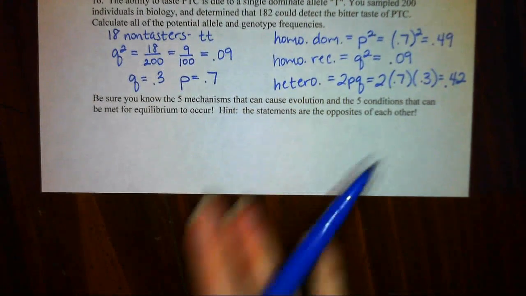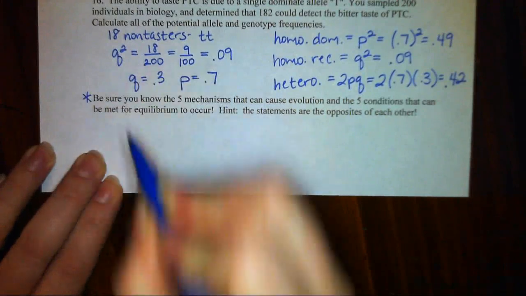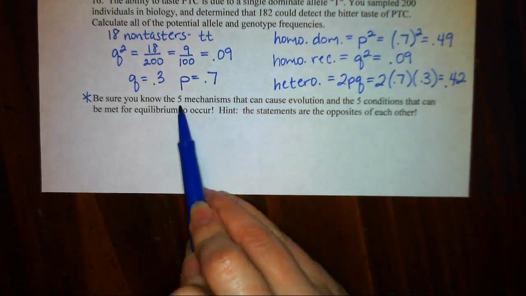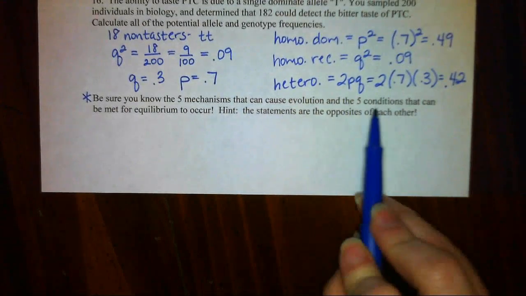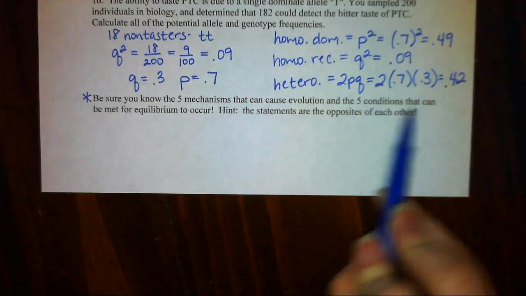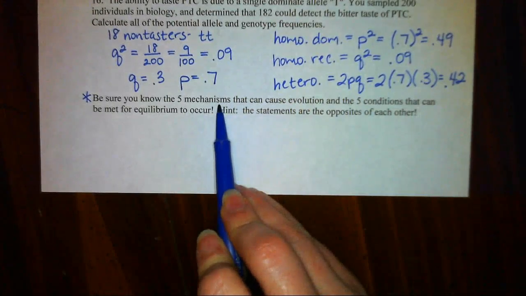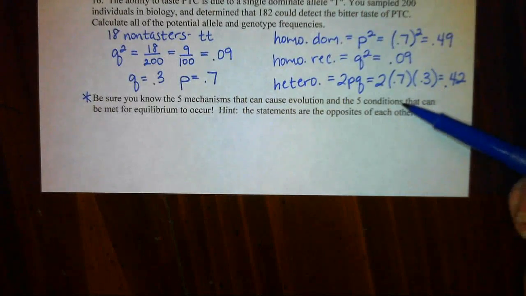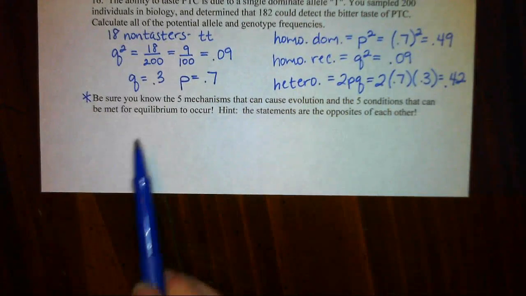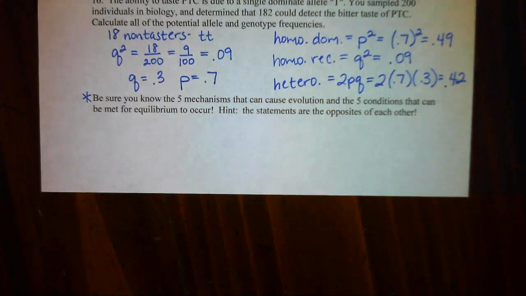The last note here at the bottom is really important. Make sure that you understand from your lab and from your notes the 5 mechanisms that can cause evolution, or the 5 conditions that can be met for equilibrium to occur. Remember, the 5 mechanisms that cause evolution will be the complete opposite of the 5 conditions that must be met for no evolution, no change, or for a stable population to remain in equilibrium.